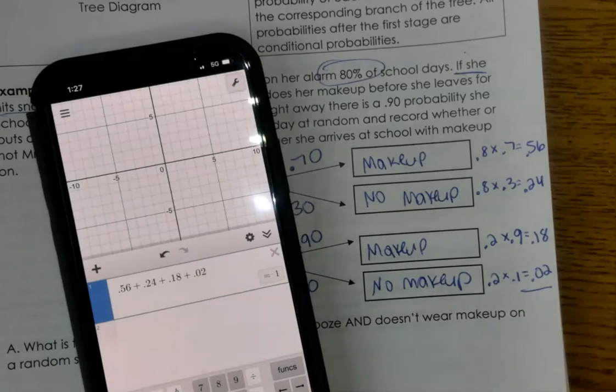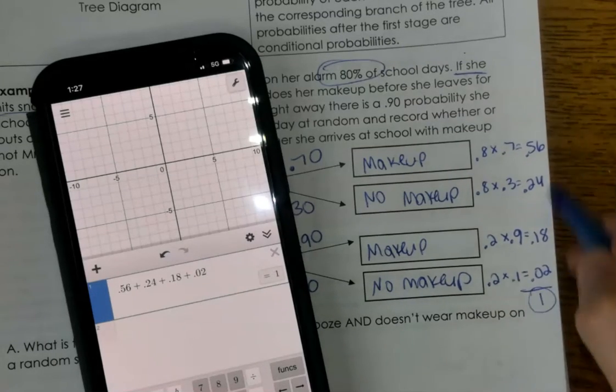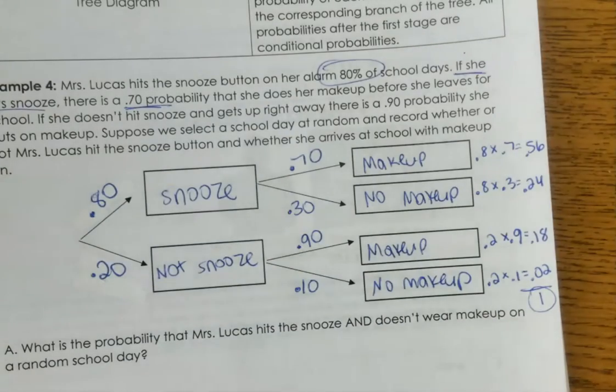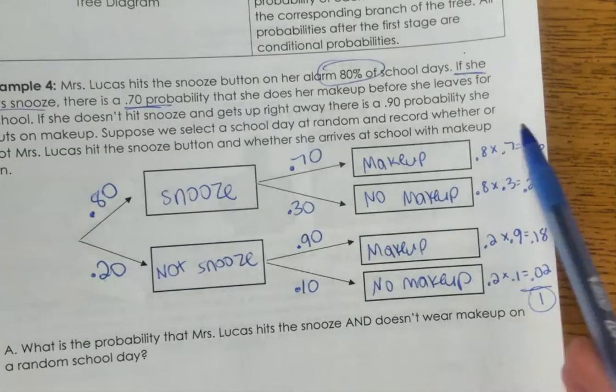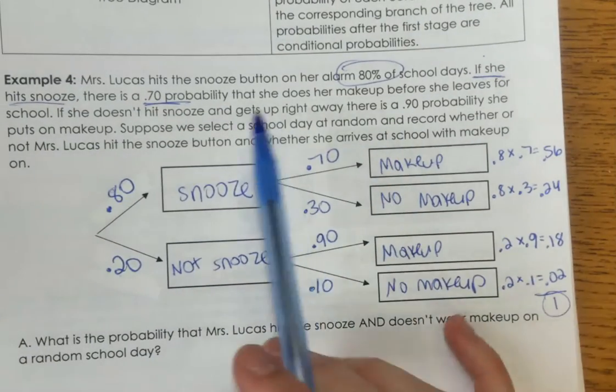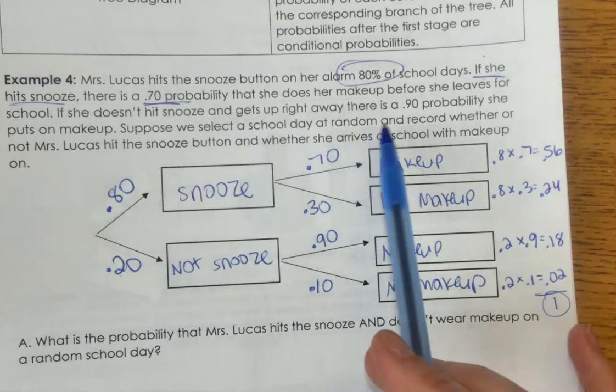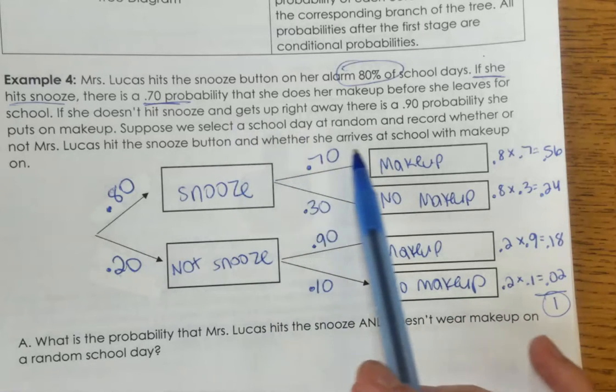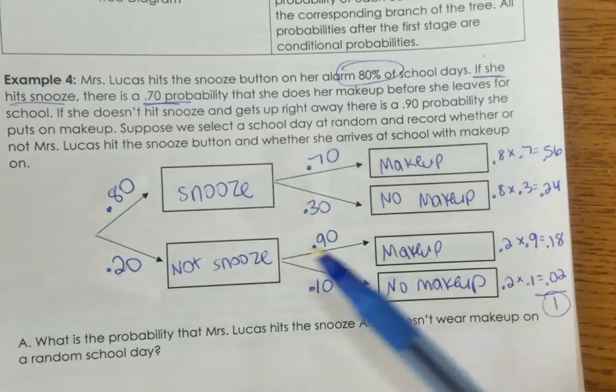All right, I do, so I know that I did it right, because these are all my possible outcomes. Now let's take a look back at the question and see what was the probability they wanted. So suppose we select a school day at random and record whether or not she hit snooze and whether or not she was at school. Oh, there is no question yet.